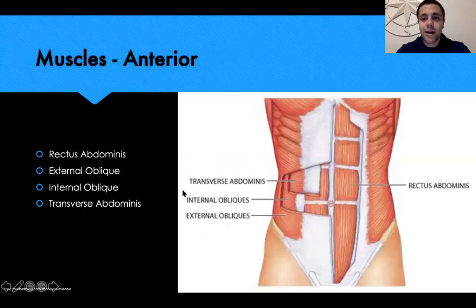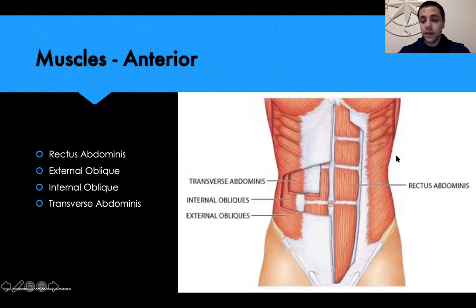Anteriorly, this is where our abdominal muscles come into play. All right, so the four abdominal muscles we have are the rectus abdominis. The rectus abdominis is what we know primarily as our six-pack muscles. You can see right here where my cursor is. And then also, more superficially, we have the external obliques.